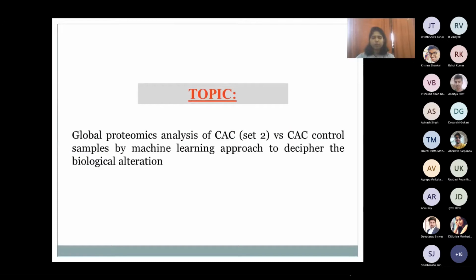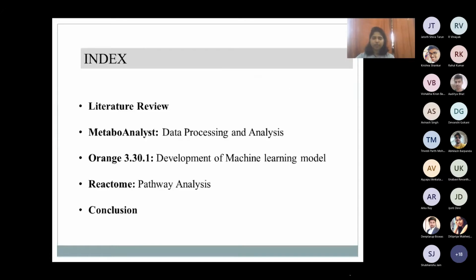The topic for my project is global proteomic analysis of CAC versus control samples by a machine learning approach to decipher the biological alteration. The following presentation contains a literature review, MetaboAnalyst analysis, data processing and analysis, development of a machine learning model using Orange, pathway analysis using Reactome, and the conclusion.